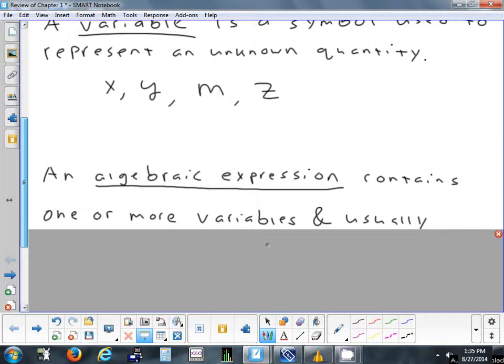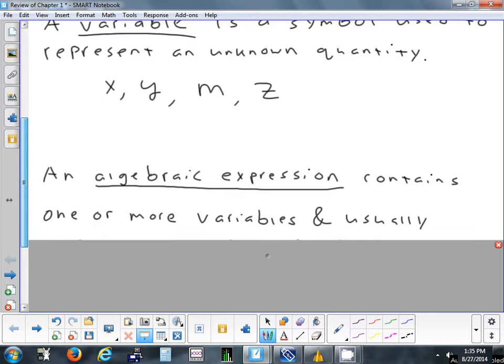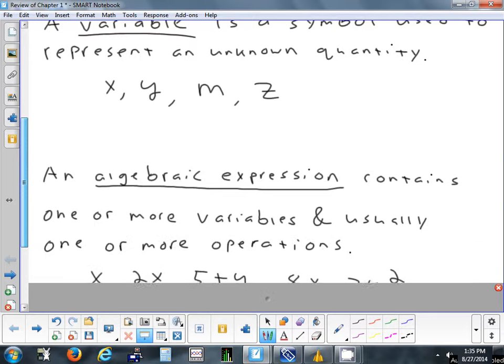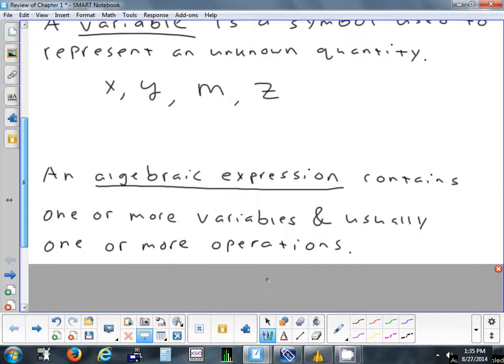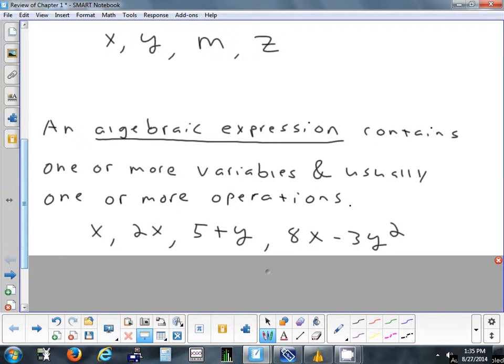So if we take some variables and we start to put them together, we can get what's called an expression. An expression is when you have one or more variables, and then you have one or more operations. An operation is when you add, when you subtract, when you multiply, when you divide. Those are the basic operations. So here's a few examples of expressions.